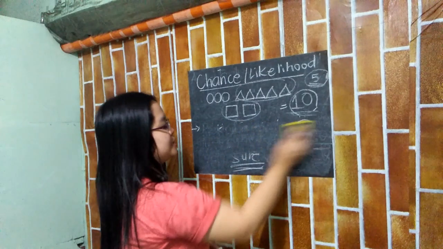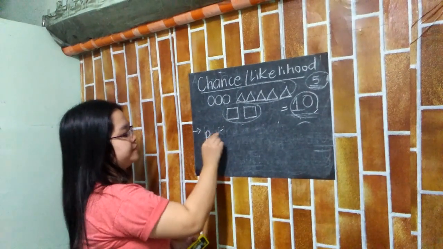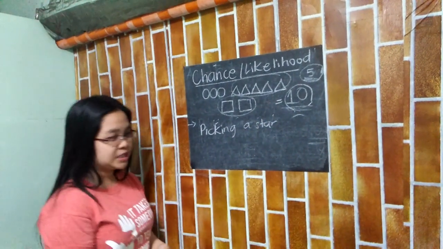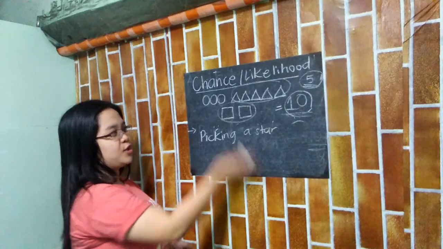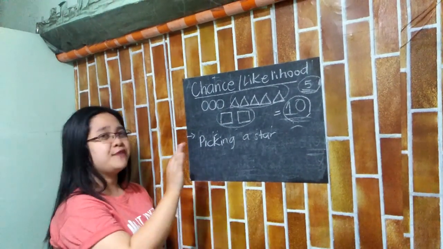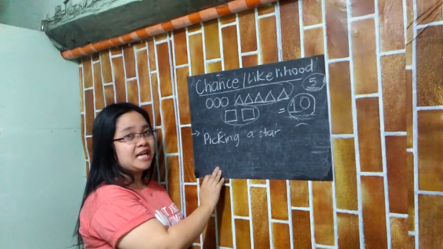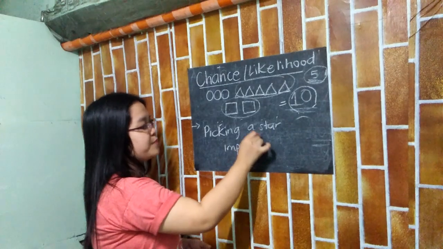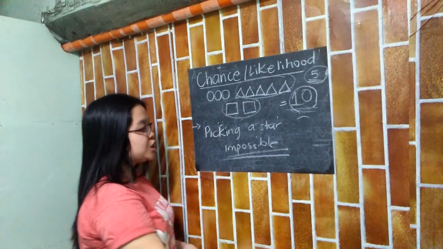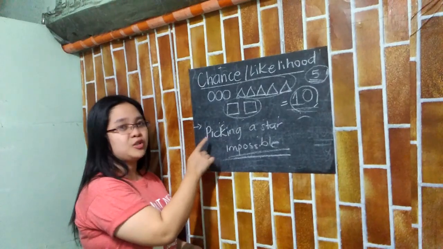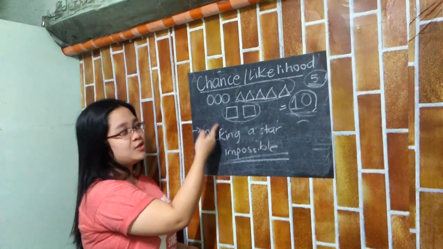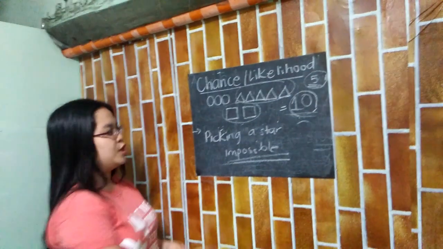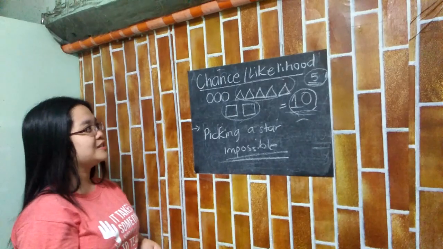How about the next one? Taking a star. Can you see a star on our illustration? No. Okay, we don't have any stars on our illustration. If that is the case, what kind of chance or likelihood is that? Okay, that is what we call impossible. Impossible means there will be no chance at all for this event to happen because as you can see on the illustration, there is no star. So that is impossible.